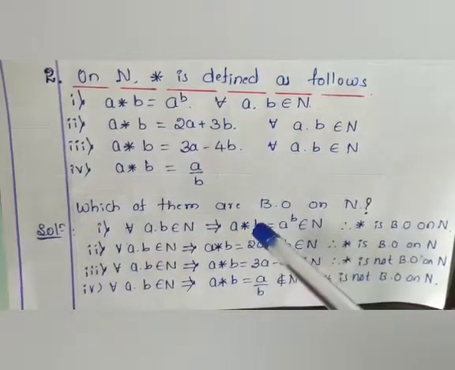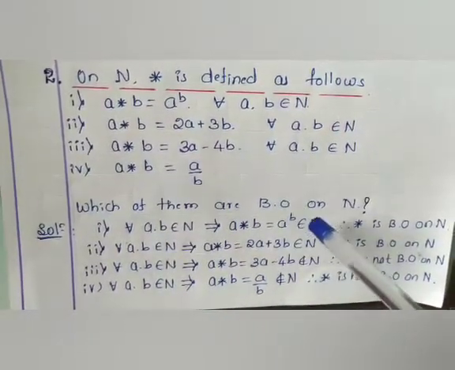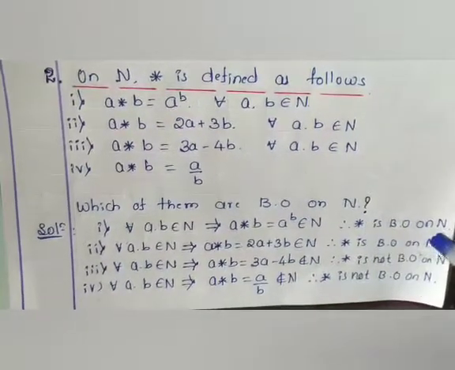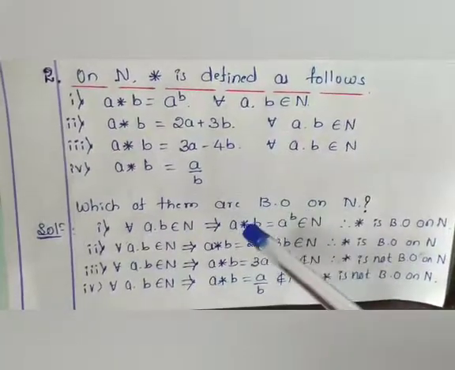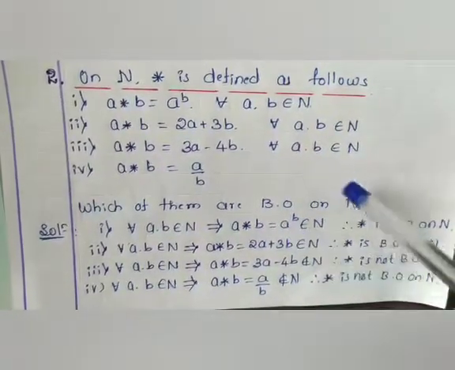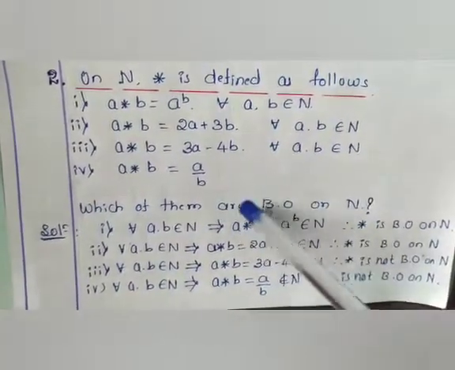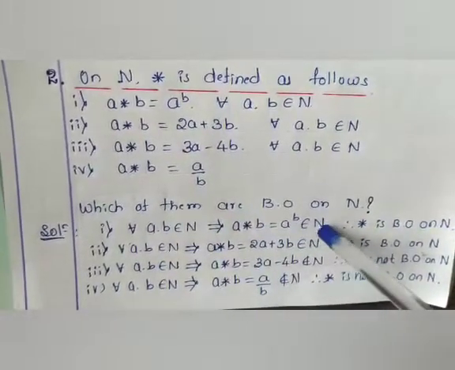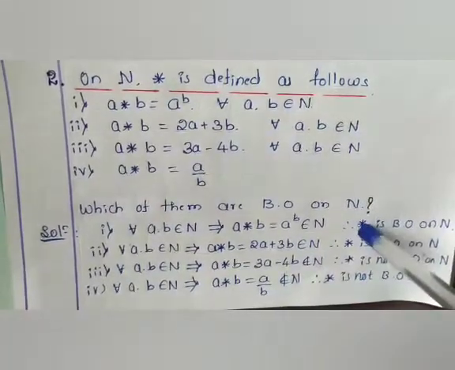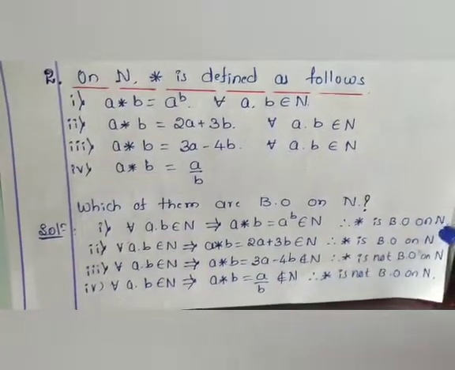Similarly, 3 star 2 is 3 raised to 2, which is 9. 9 is also a natural number. Therefore, star is a binary operation on N. Taking a and b any natural numbers, a star b equals a raised to b should be a natural number. Therefore, whatever the first definition they gave, a star b equals a raised to b is always a binary operation. The conclusion: star is a binary operation on N.